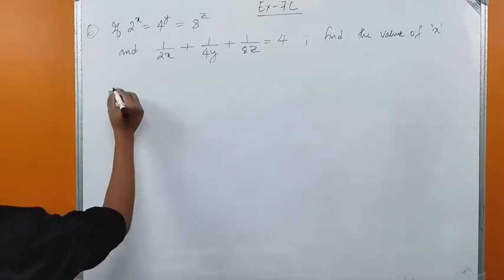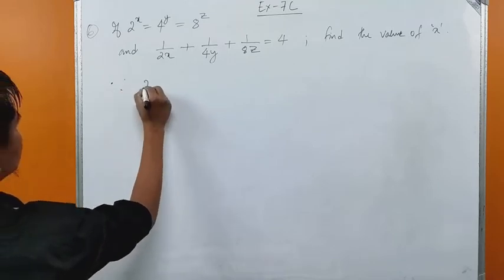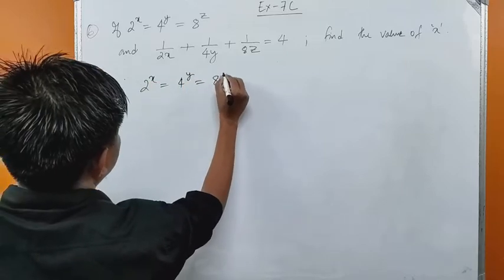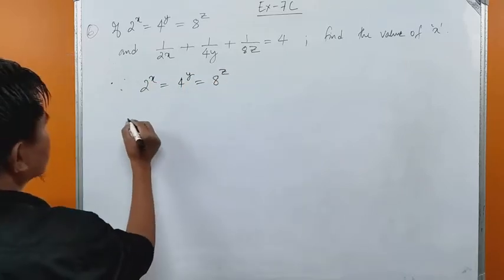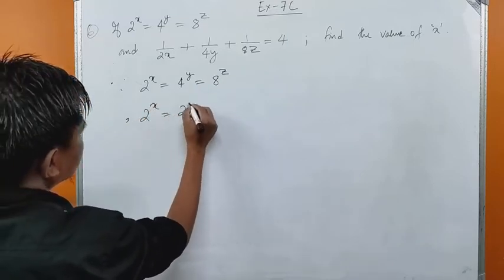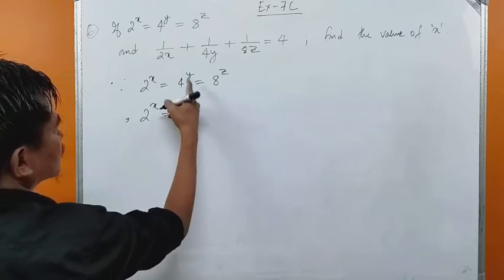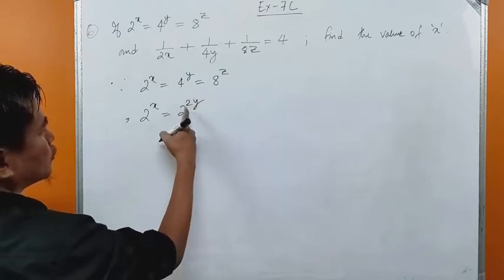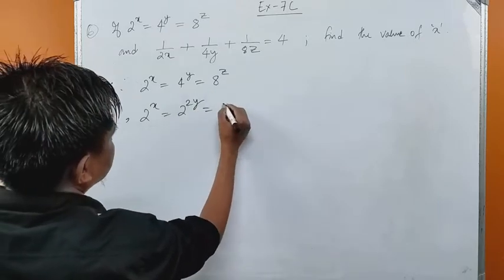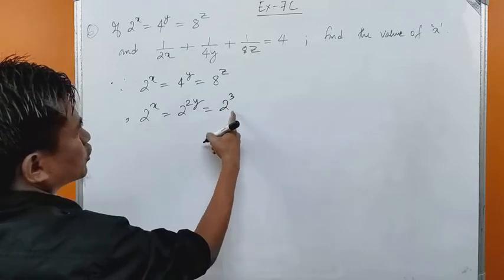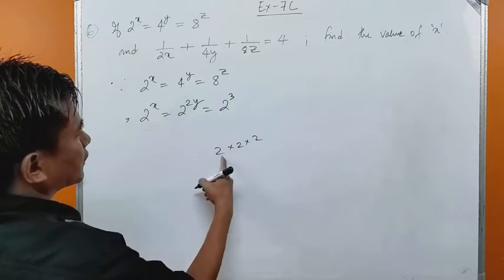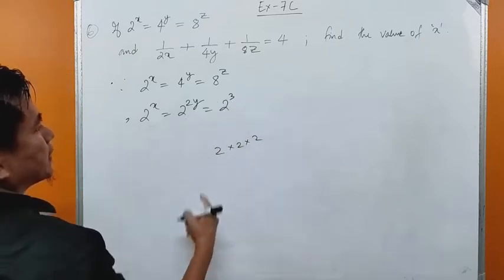First condition: 2 to the power x equals 4 to the power y equals 8 to the power z. Or you can write this as 2 to the power x equals 4, which means 2 squared, to the power y, equals 8 to the power z, where 8 means 2 cubed, 2 into 2 into 2. 2 multiplied 3 times gives us 8, so 2 cubed means 8.